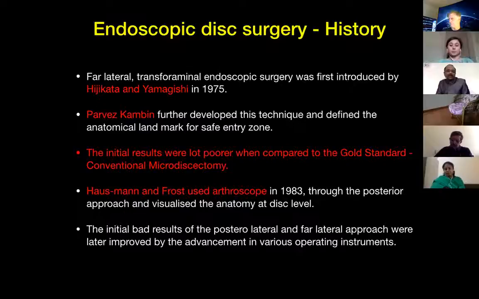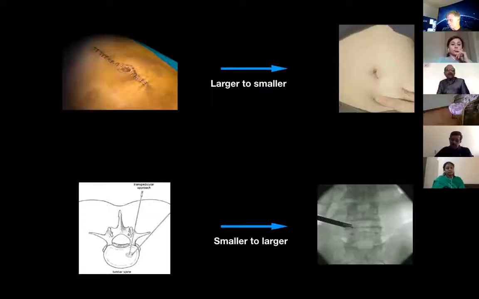Of all these names, I want you to concentrate on Parviz Kambin, who developed this technique and also defined the anatomical landmark for the safe entry zone. In those days, the surgeons who made big incisions were called bigger surgeons. Later it changed to surgeons who made smaller incisions being called bigger surgeons. But particularly the transforaminal route started from a small needle, from which they innovated quite a few technologies to get where we are today.